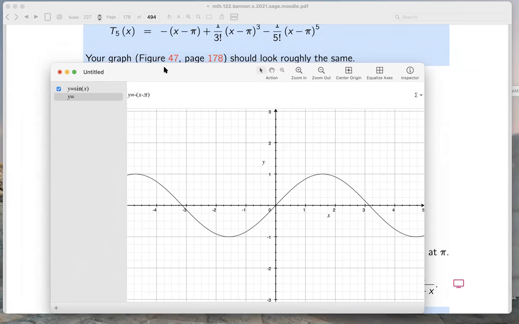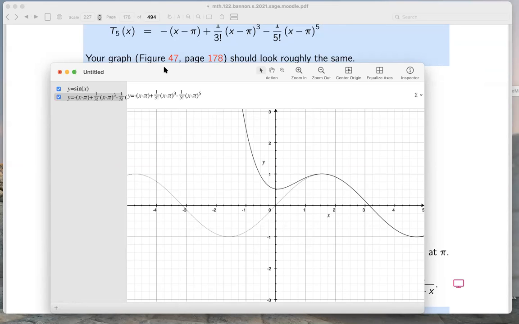So let me type the next thing in, plus 1 divided by 3 factorial. I'm actually going to type in the factorial symbol. And then x minus pi, that's going to be cubed. And then it's going to be minus 1 divided by 5 factorial. That's going to be x minus pi to the 5th power.